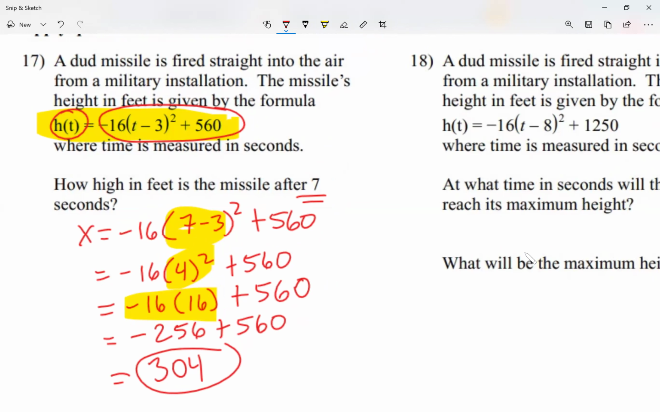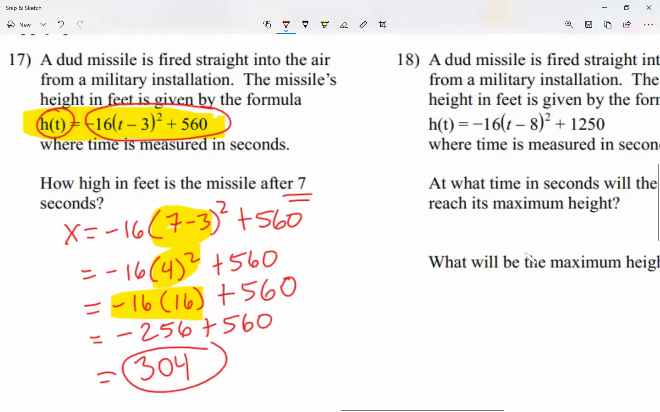Now, just as a little recap, what does that 304 really mean? I remember the story, they threw a missile and we could calculate it by negative 16 times t minus 3 all squared plus 560. The t was 7 seconds, so we just put it in there. So it says that after 7 seconds, the height of this thing is 304 feet. Wow, that's pretty tall. It's a missile. Makes sense that in 7 seconds we'll go that high. Good.